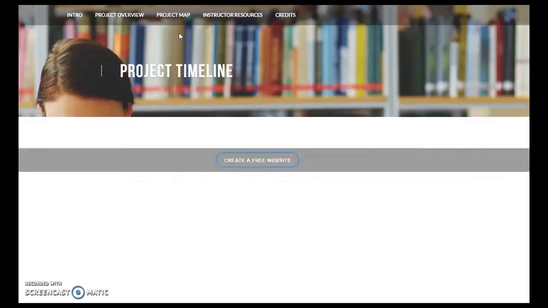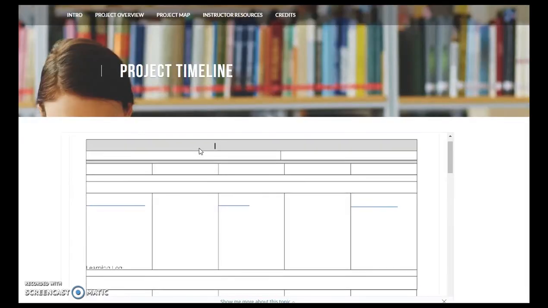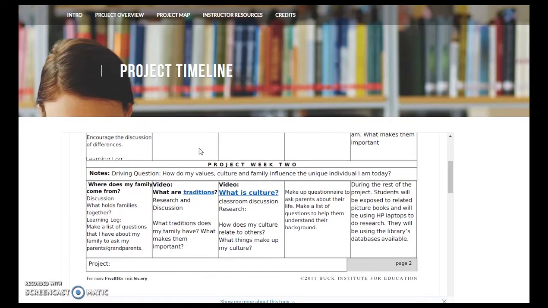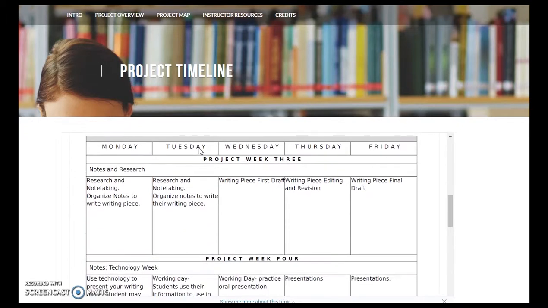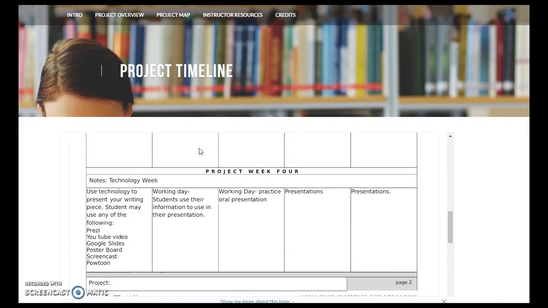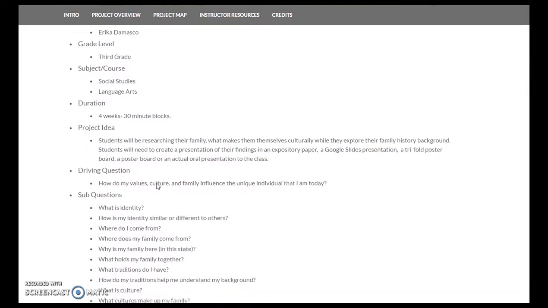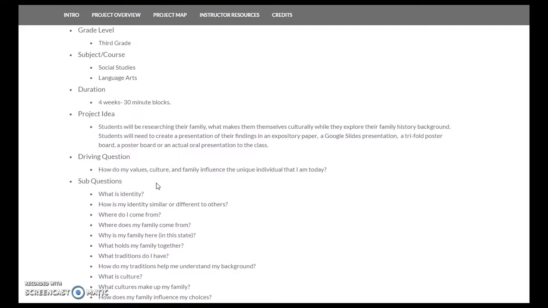Here's the project timeline, which is accessible. I had to plan week by week, and I also had to plan the assessments. How did we get to that point? I had to ask students one driving question. How do my values, culture, and family influence the unique individual that I am today? Students had to research about their identity through websites and family.